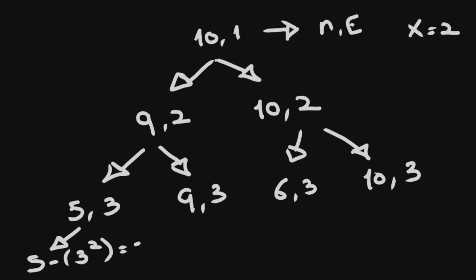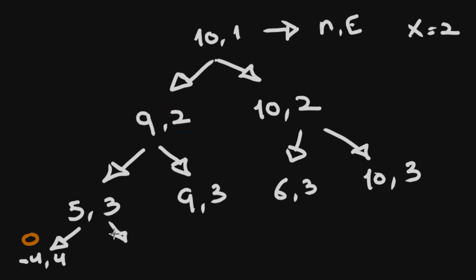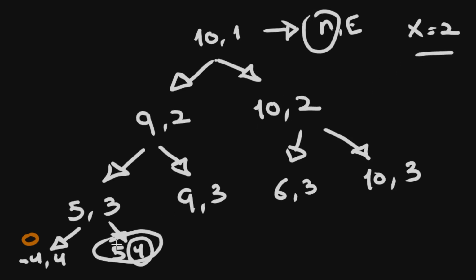And this is minus 4. And given that this is negative, we need to return 0. Because this means that 1 square plus 2 square plus 3 square is greater than n. So we need to return 0 in this case. If we don't take this, the state would be 5 and the next element, meaning 4. And next we know that 4 square is greater than n, so this will also return 0.